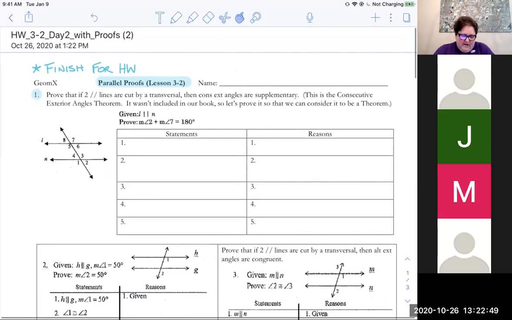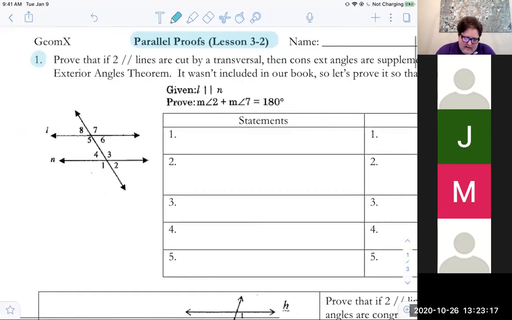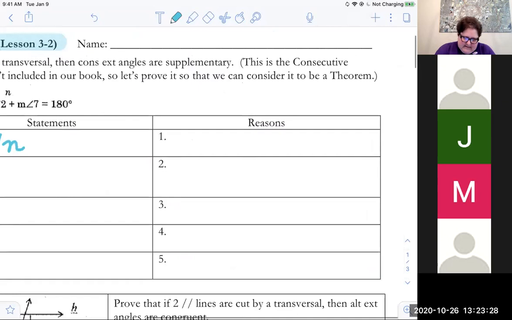Okay, what's going to be different in this part of lesson 3.2 is that you'll see proofs. In filling out a proof, you can use postulates, theorems, definitions, properties, given information, and things from the diagram. So anything that we've talked about before is fair game. All right, so our first statement is going to be our given. I'm going to mark on the picture that these lines are parallel, and then we're writing L is parallel to N. The reason is given.